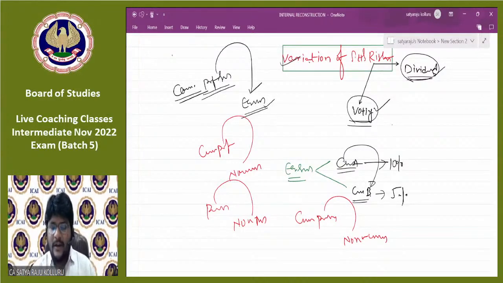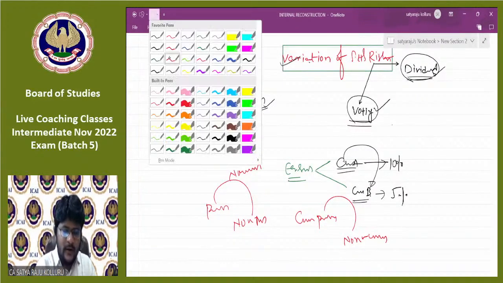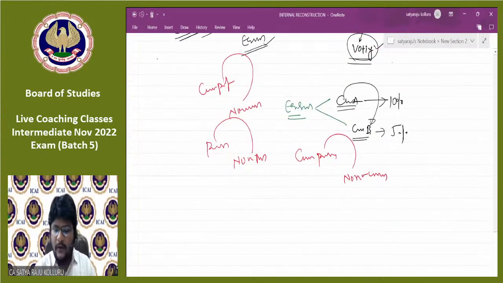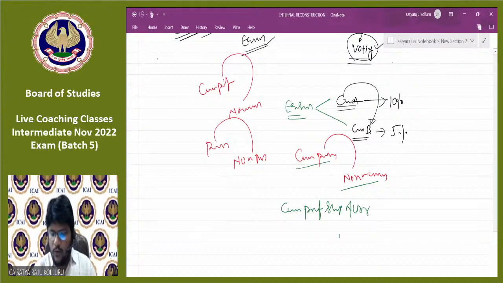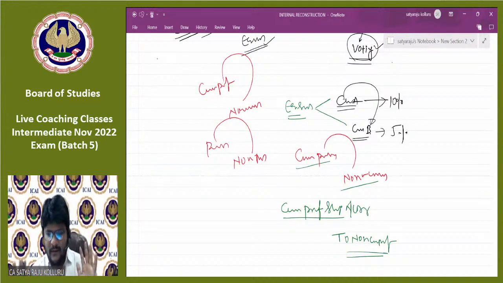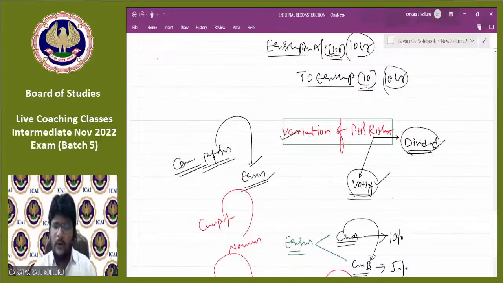But whenever there is a variation of shareholders' rights, with respect to the accounting treatment, which journal entry do we need to provide, sir? It's pretty simple. For example, cumulative preference shares to non-cumulative preference shares: the entry is cumulative preference share capital account debit to non-cumulative preference share capital. For accounting treatment, there is not much burden on your minds. Simply cancel the old share capital and credit the new share capital. That's it. No need to discuss the accounting treatment much.